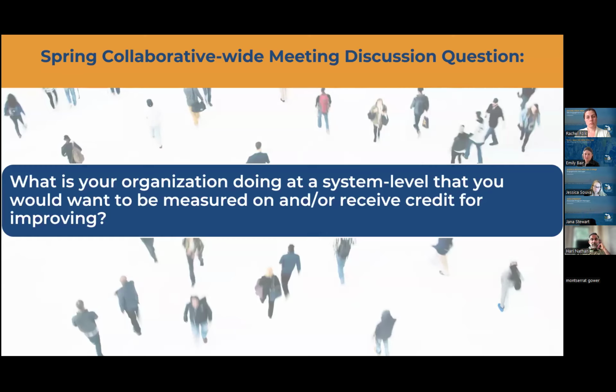So what I would challenge you all to think about as we move into the small groups is what is your organization doing at a system level that you would want to be measured on and/or receive credit for improving? You don't have to necessarily be able to figure out exactly how we would measure it. But I would encourage you to think in terms of things that likely could be measured using claims data. In other words, internal communications within a system that are being sent to all the constituent hospitals probably aren't the kind of thing that we're going to be talking about here. Rather, we're going to be looking at things that really will manifest in the data.